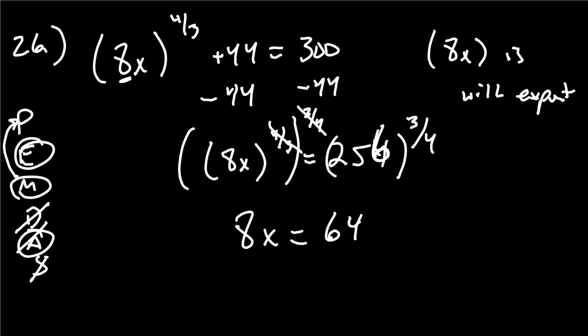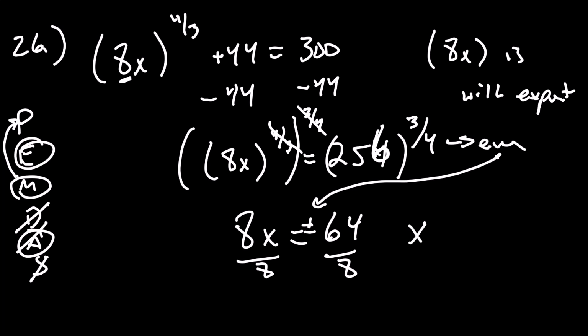So then, because that's even, you have to have plus or minus there. Because that bottom number we raised it to was even, it has to be plus or minus. And then divide by 8, I get x is equal to plus or minus 8.